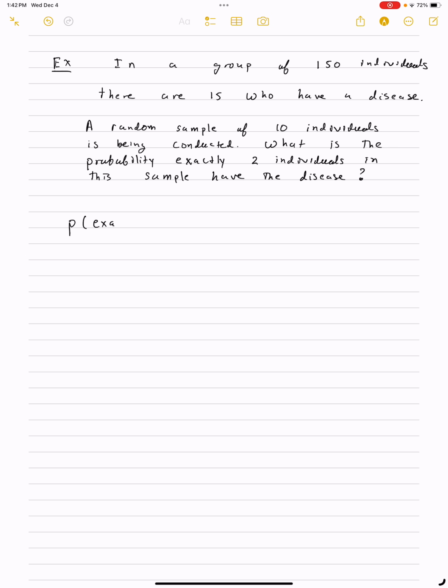So exactly 2 have the disease in the sample.